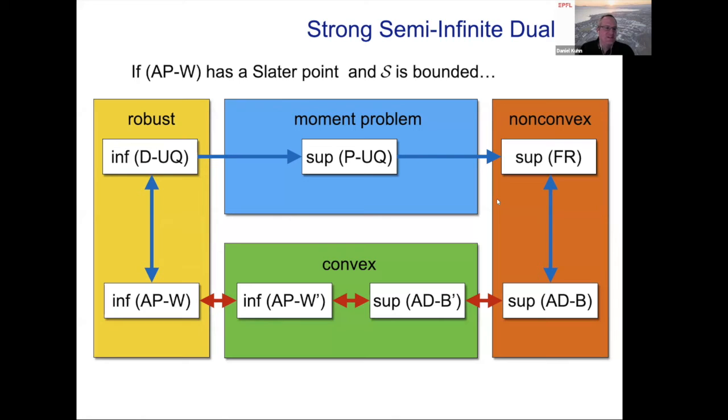So if we interpret the different problems here as nodes in a graph and the arrows as directed arcs, then we see that this resulting graph actually has a cycle. And this really means that all optimization problems have the same optimal values. And this proves strong duality for the primal and dual uncertainty quantification problems. And it also proves their tractability, so their equivalence to simple convex optimization problems. And this was derived from first principles of convex analysis, actually.